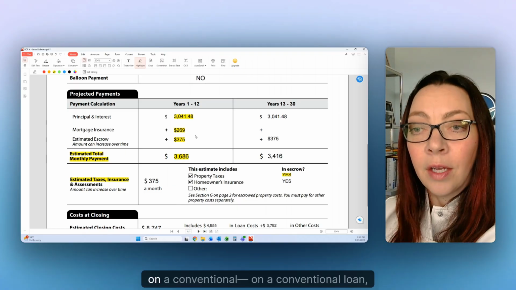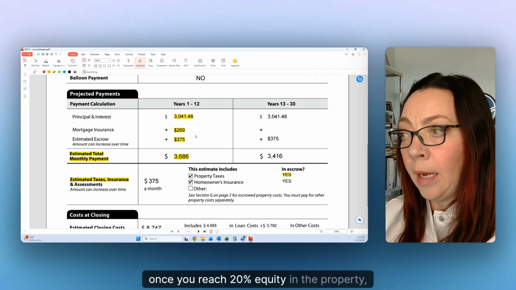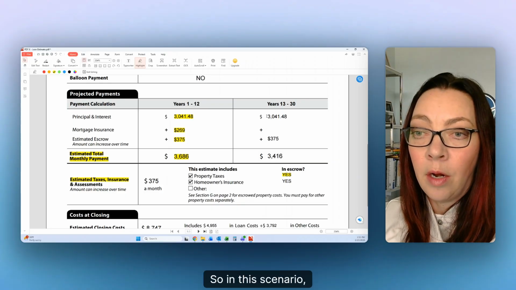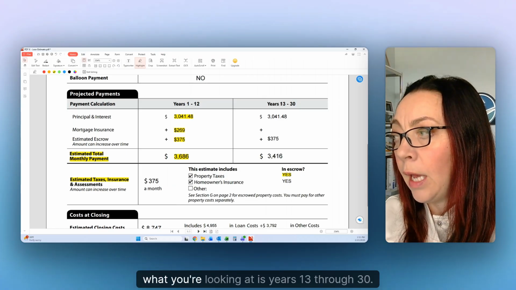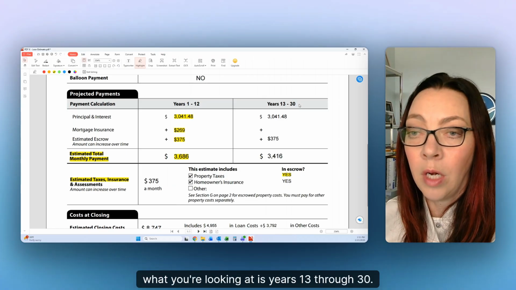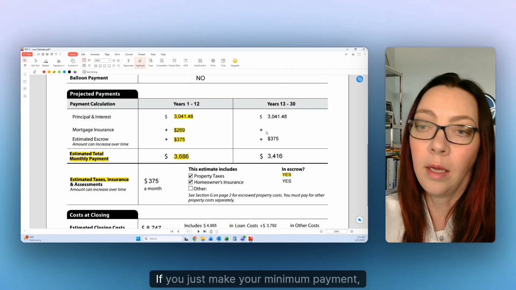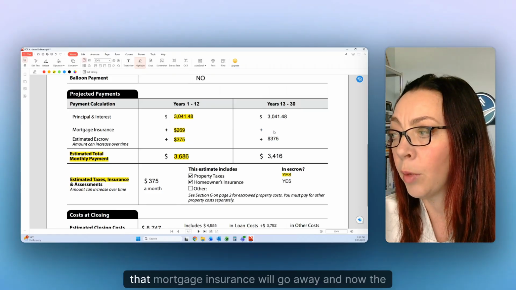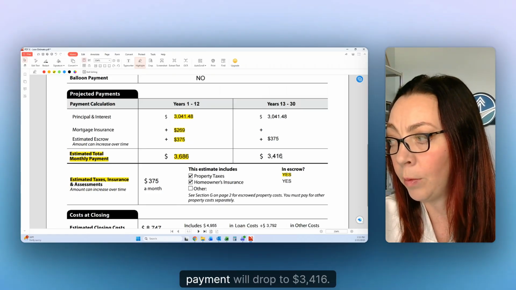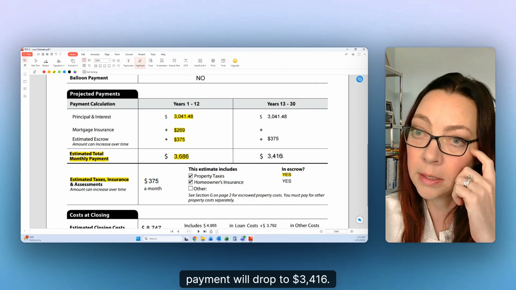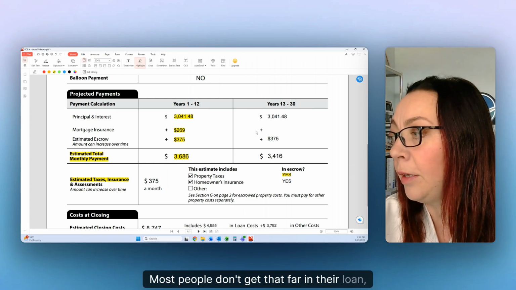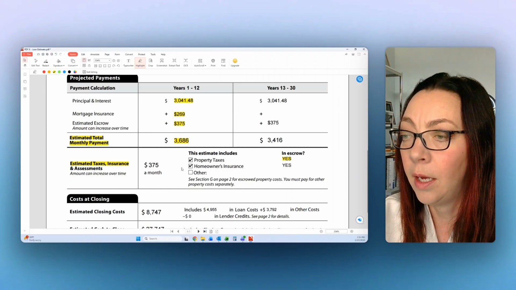$3,686. On a conventional loan, once you reach 20% equity in the property, the mortgage insurance will go away. So in this scenario, the second section, what you're looking at is years 13 through 30. If you just make your minimum payment, keep the loan forever, on year 13, that mortgage insurance will go away, and now the payment will drop to $34.16. Most people don't get that far in their loan, but that's what it's showing you.